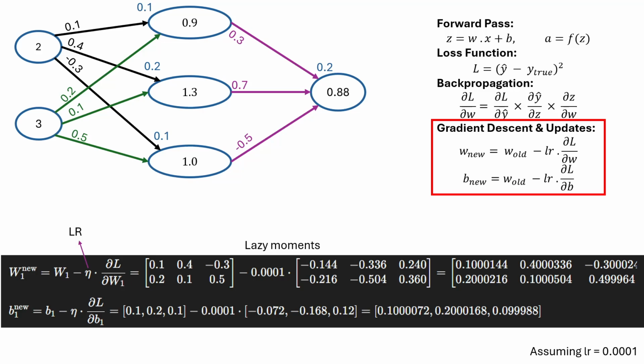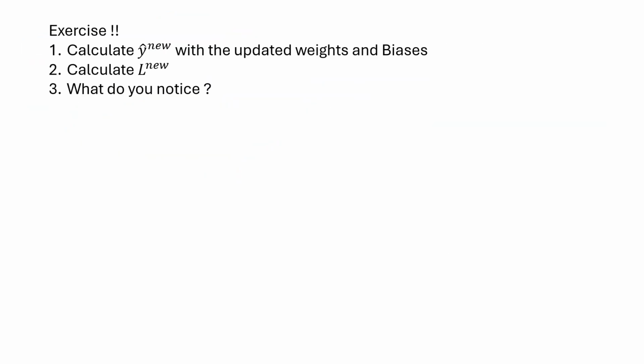This symbol is the learning rate. Now let's remove the old weights and biases with this cool animation and replace them with the new values. Now that the weights and biases are changed, it is your turn to pause the video and calculate the new predicted output with the updated weights and biases. Then calculate the loss again and tell me what you notice.